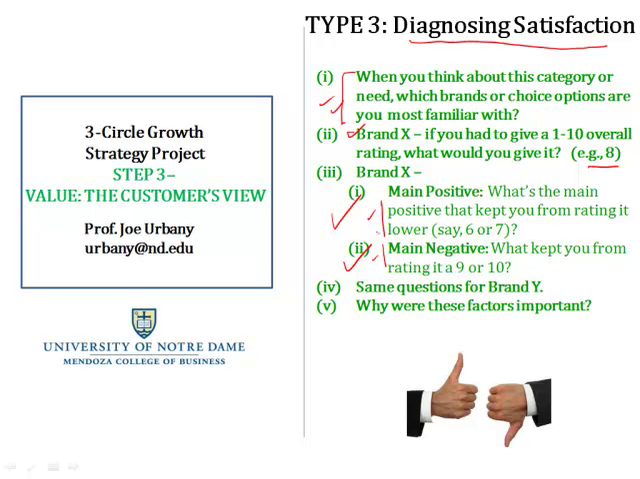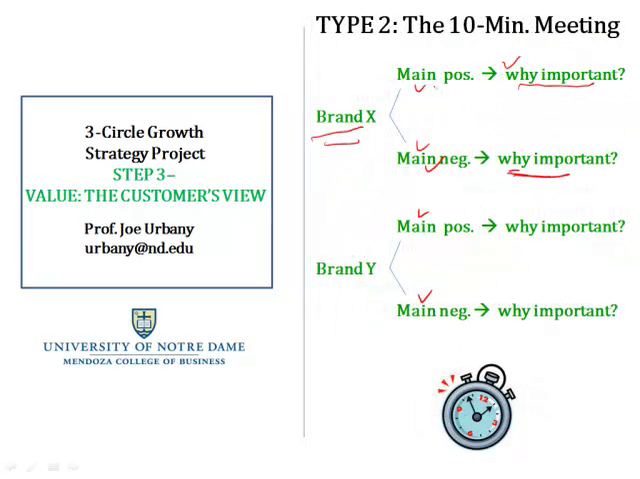These are questions of the format designed by Tom Reynolds in some of the work he's done in satisfaction measurement. Same questions for brand Y, and then you can also break out quickly, either add up here or do later, why are these factors important? Okay, quick and easy way. I'm going to go back one slide. Keep in mind that this is what we're after. If you have a short period of time, get after these four bits of information.